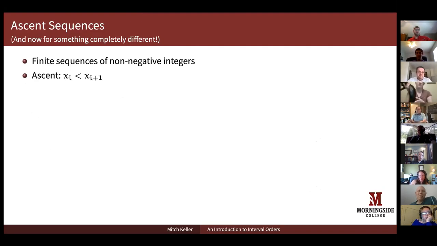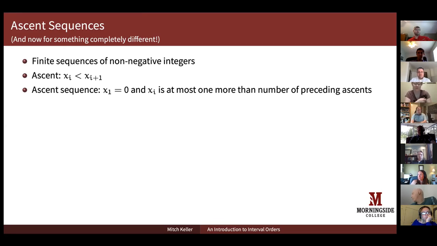An ascent in a sequence is just when you have two consecutive terms in the sequence and the second one is strictly greater than the previous one. An ascent sequence starts off at 0 and then x_i is at most one more than the number of preceding ascents. So you're going to write down x_i, you look before you, you say there were 3 ascents before this position, so you can use any number 0 to 4. Just count the ascents before you.